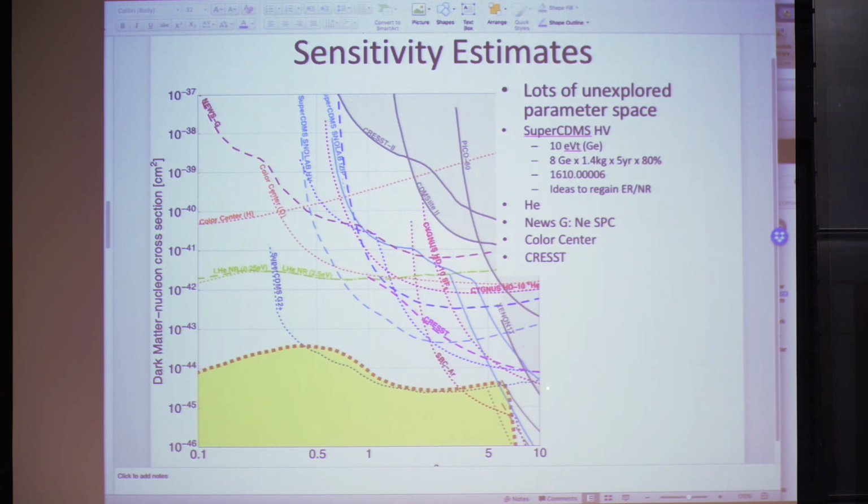SuperCDMS is my experiment, and it is funded, and it is these lines right here for our first generation, which does not have ER-NR discrimination. And then we have 2 other ideas, which we will talk about in the next lecture as well, liquid helium and color centers. So that's this range. Right now, none of them are really proposing an ultimate experiment that will hit this neutrino floor. But we should all be thinking about that for subsequent generations.